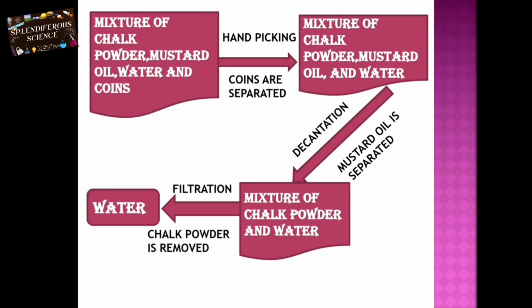After the two things are taken out, that is the coins and mustard oil, we have the mixture of chalk powder and water. This can be separated by the method of filtration. The chalk powder will remain as a residue on the filter paper, and finally we will have water. So these are the different methods of separation we are using to separate the mixture of chalk powder, mustard oil, water and coins.